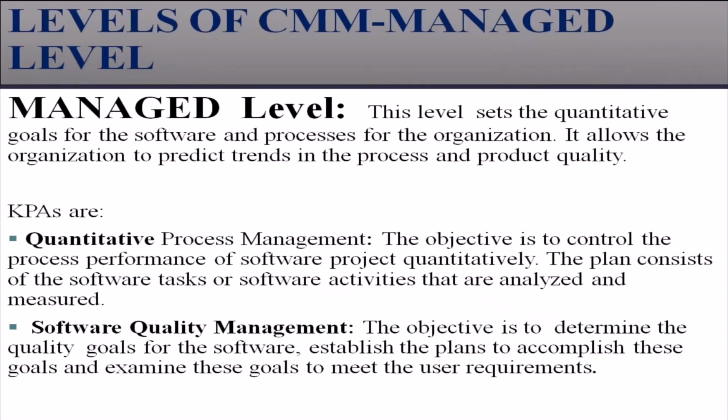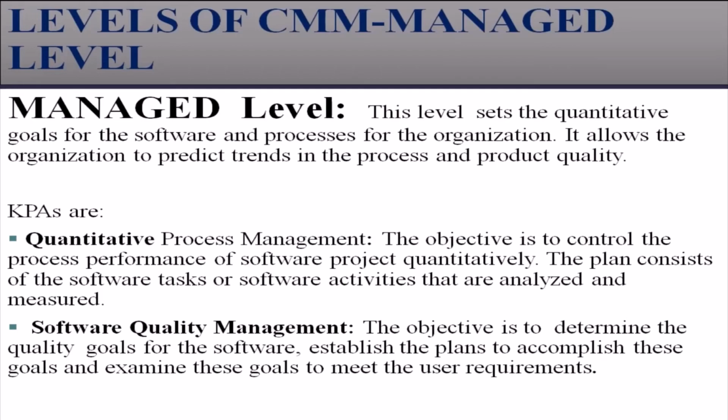The next level is the managed level. This level sets the quantitative goals for the software and processes for the organization. It allows the organization to predict trends in the process and product quality. And the main focus in the managed level is on the product and process quality. The KPAs are quantitative process management and software quality management.